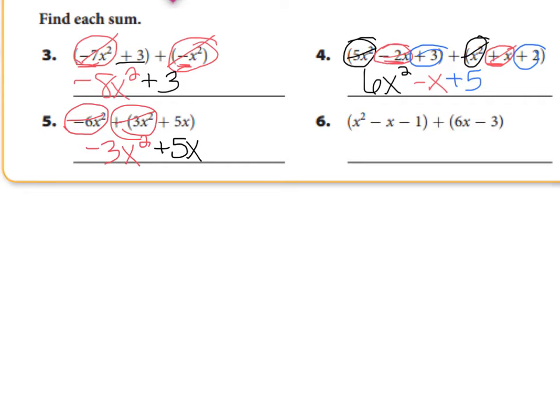Number 6, first thing I ran into was an x squared. However, there's no other x squared, so it just comes down. Then there was a negative x and a positive 6x, so that makes a positive 5x, negative 1 plus 6, and then negative 1 and a negative 3, add those together makes negative 4. So hopefully you did pretty well in these two problems.